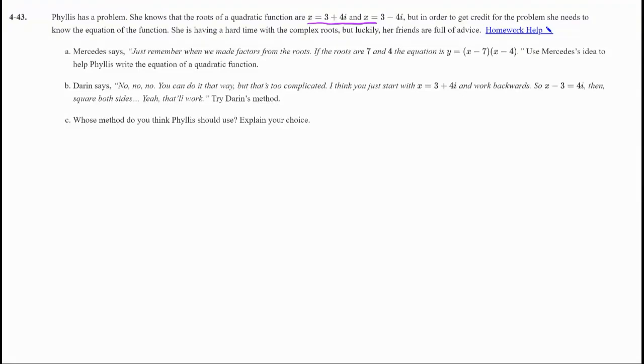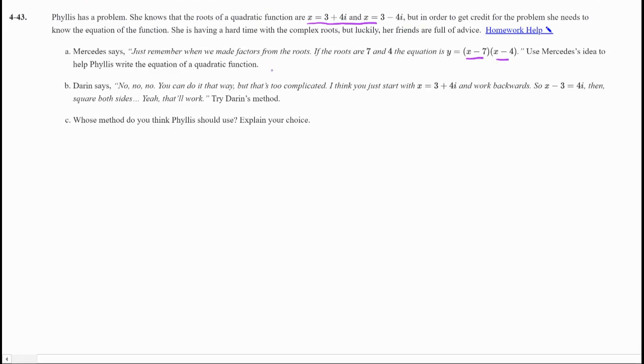Mercedes says, just remember when we made factors from the roots. If the roots are 7 and 4, the equation is y equals x minus 7 and x minus 4. Use Mercedes' idea to help Phyllis write the equation of a quadratic function.